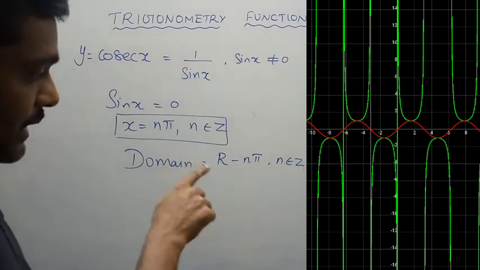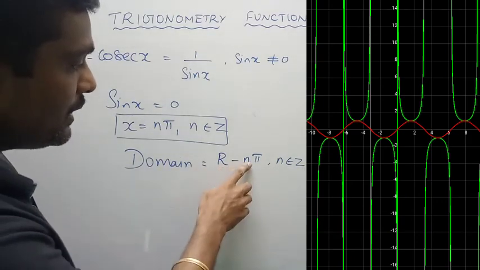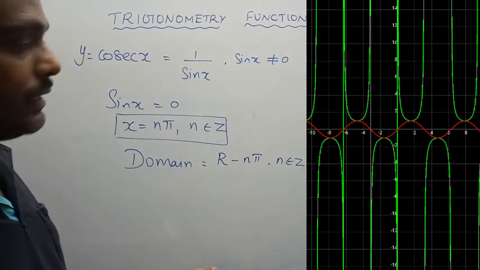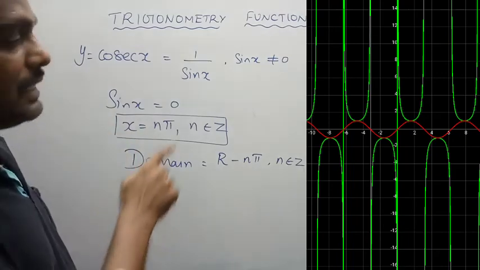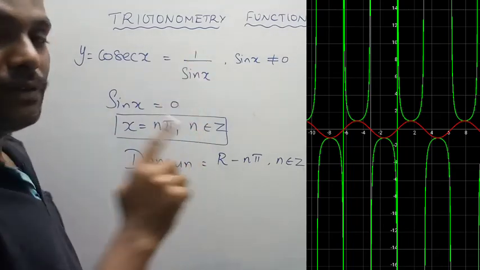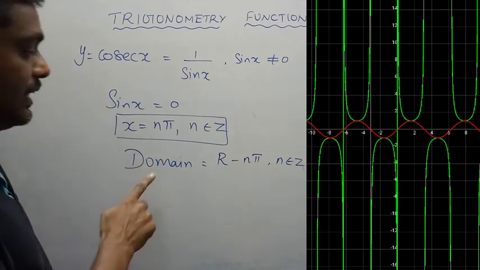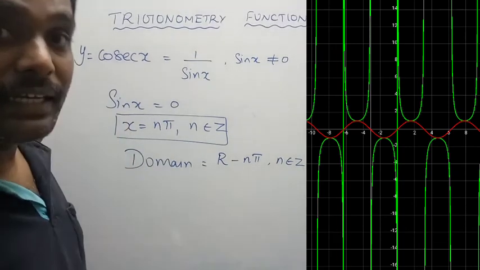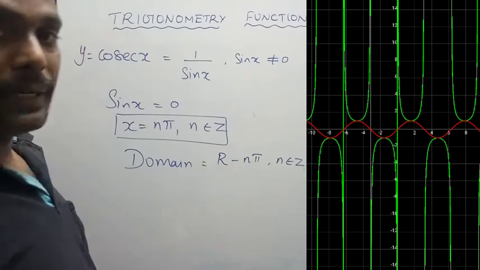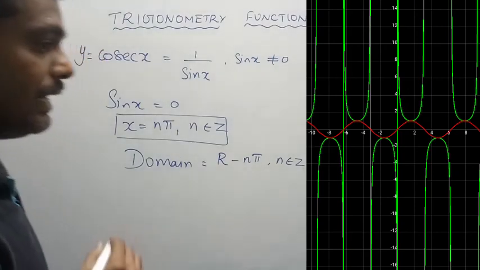Why am I excluding n pi from the real numbers? Because at n pi, your sine will be 0. When sine is 0, 1 by 0 will be infinity, so it does not exist in the reals. Therefore for cosecant x, the domain is the set of all real numbers except n pi, multiples of pi. And the range.